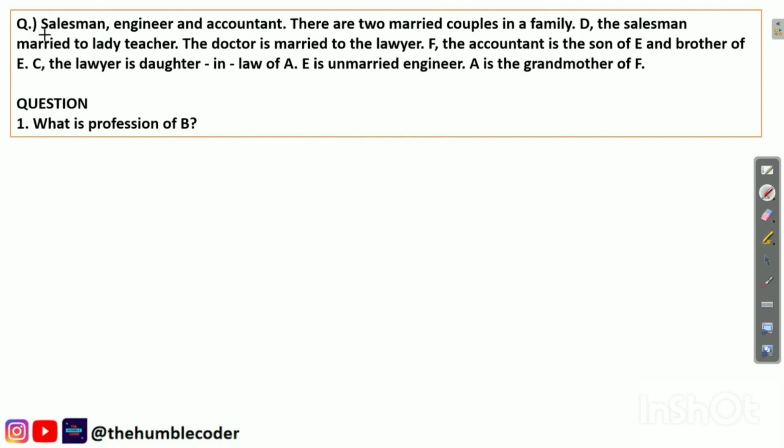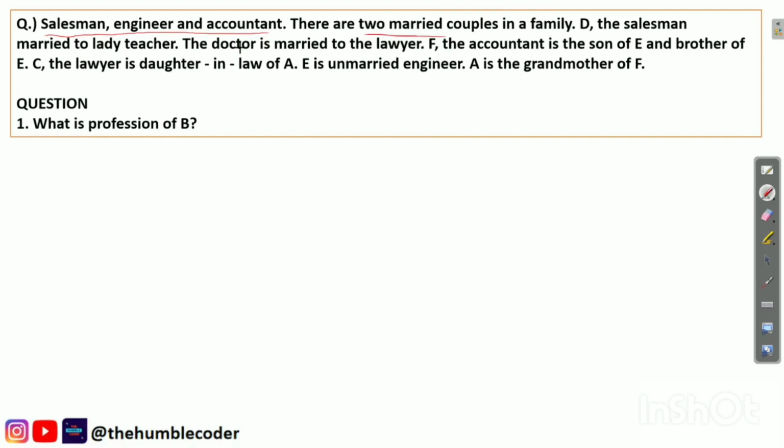This question is slightly different from the ones that we have seen previously, because here the professions of the family members are also mentioned along with the family members, so we need to be careful while solving this question. So let's start solving it. First statement is there are two married couples. Again, we have to take care of this, because once we have created our family diagram, this statement will be helpful to us.